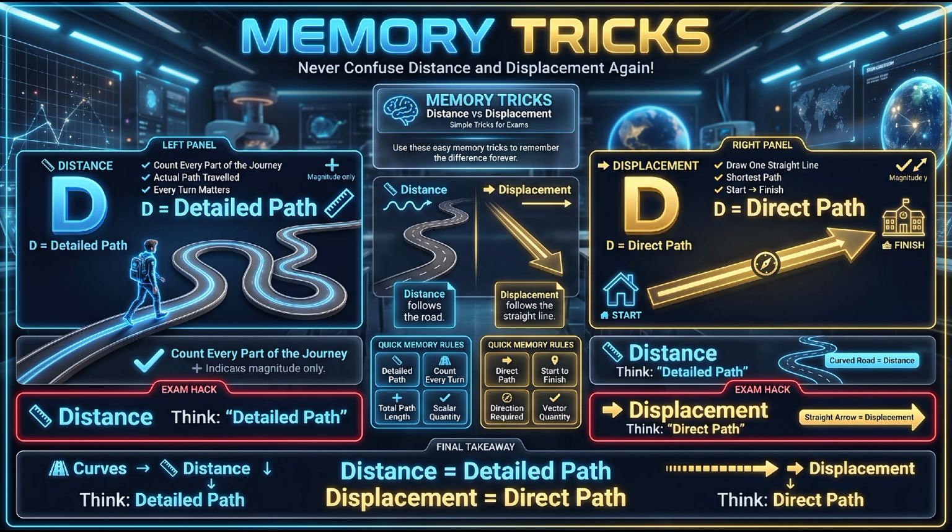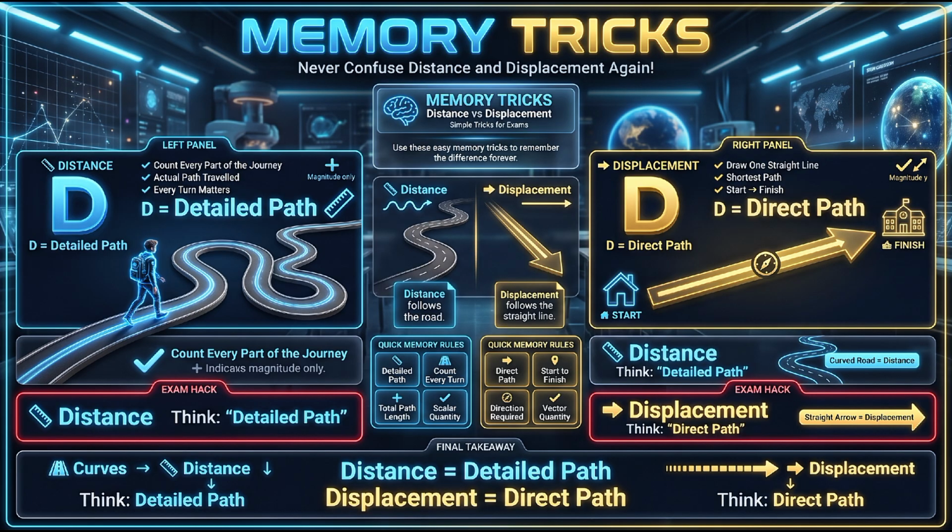If the path is curved, winding, or zigzag, that entire route represents the distance. The straight arrow connecting the start and finish represents the displacement. Another easy memory trick is to remember that distance counts every turn, whereas displacement connects only the start and the finish. If you imagine traveling through a city with many curves and intersections, distance measures every road you drive on, while displacement is simply the straight line from your starting location to your destination.